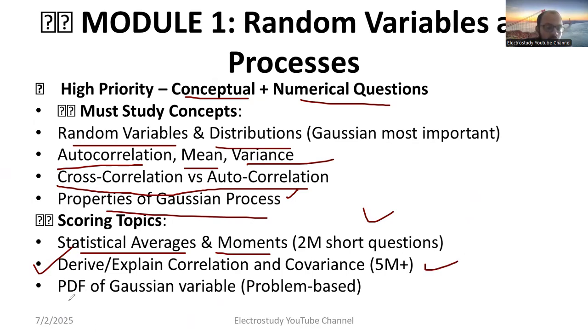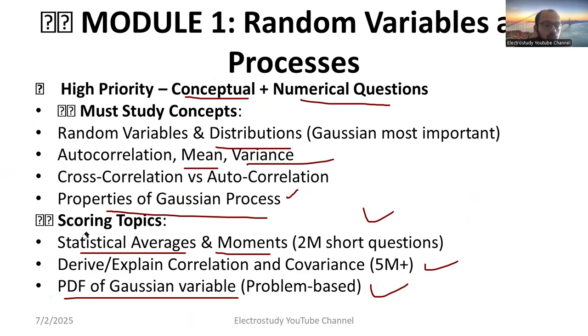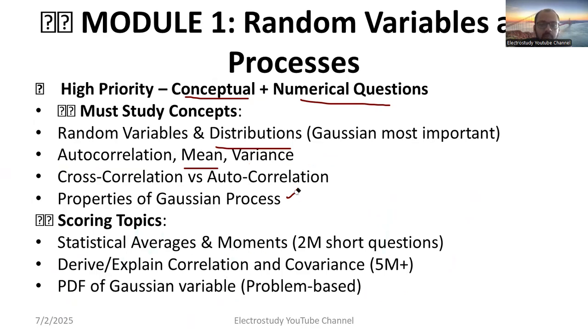Also go through the PDF of a Gaussian variable and problem-based questions. These are the important questions from module 1 of PCS. Please focus more. These are the unavoidable concepts. The main aim is that you have to clear the subject. That's why I'm making it very short.